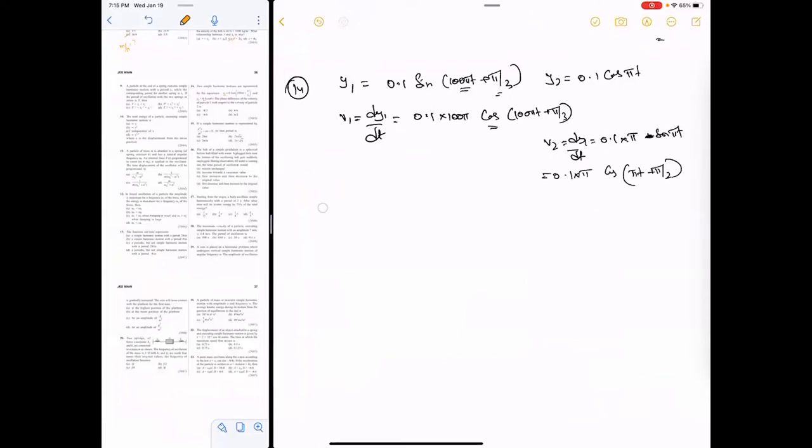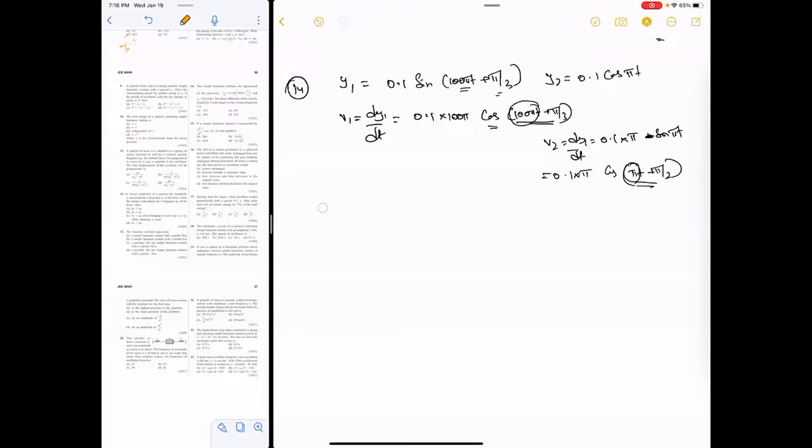Cos(pi t plus pi by 2) is minus sine theta. I mean, cos(pi by 2 plus pi t). It is like second quadrant, so cos goes to negative, right? So if you compare the values inside, these frequencies are different.